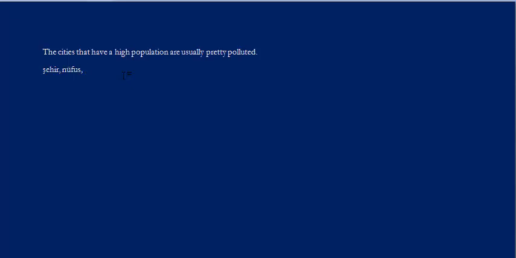And usually, çoğunlukla, usually, and pretty is bayağı. This is pronounced bayağı, okay? We don't say it the wrong way, but bayağı. And polluted is just kirli, which is also dirty. Turkish is simple, okay? We just use one word for, you know, it's not English.